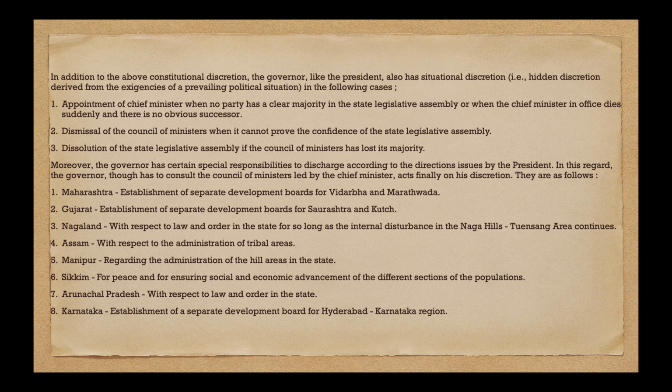Moreover, the Governor has certain special responsibilities to discharge according to the directions issued by the President. In this regard, the Governor, though he has to consult the Council of Ministers led by the Chief Minister, acts finally on his discretion. They are as follows: 1. Maharashtra. Establishment of separate development boards for Vidarbha and Marathwada. 2. Gujarat. Establishment of separate development boards for Saurashtra and Kutch. 3. Nagaland. With respect to law and order in the state for so long as the internal disturbance in the Naga Hills Tuensang area continues.